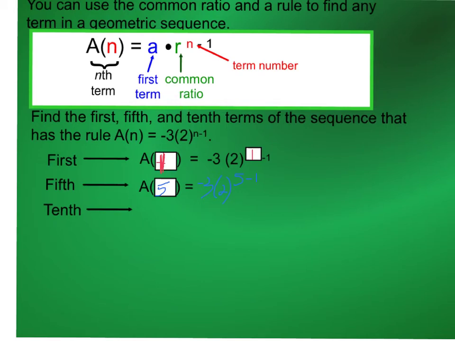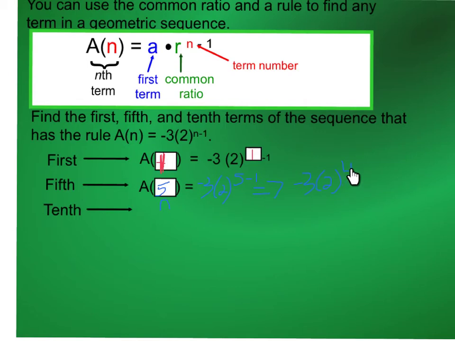And then I want the fifth term, so that's n. 5 will represent n. I'm going to take that and put it right here in the equation. So 5 minus 1 is 4, and it looks like this. Okay. Next, I'm going to do my exponents first.